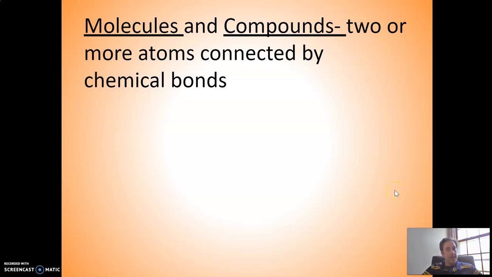So now that we understand the structure of atoms and how valence electrons are arranged and drawn, we're finally ready to start building up to molecules and compounds. Molecules and compounds are where two or more atoms are connected by chemical bonds. There's some technical difference. Molecules consist of two nonmetals, while compounds consist of a metal and a nonmetal. But in biology, that's not all that urgent that we understand that difference. So molecules, compounds, slight difference, but kind of similar.